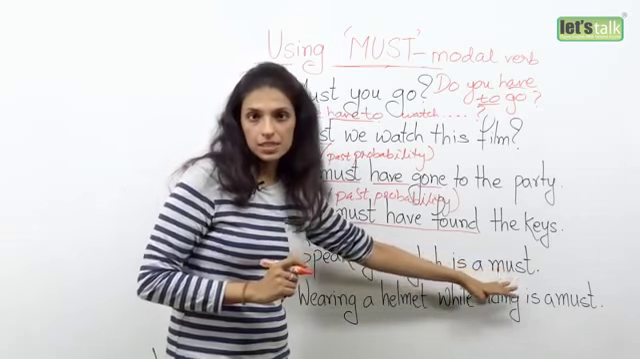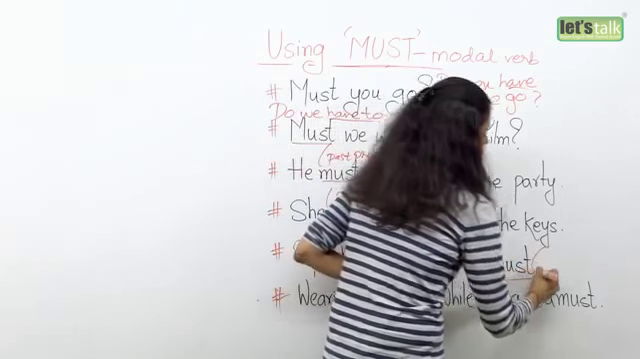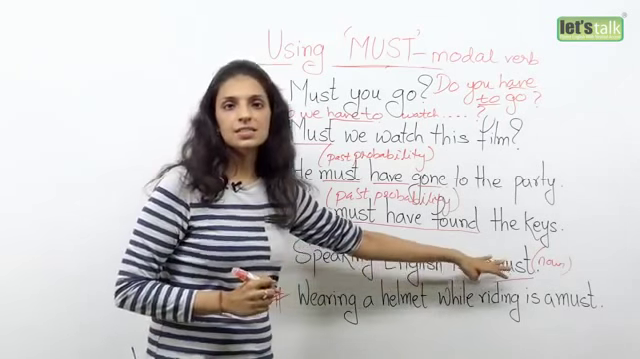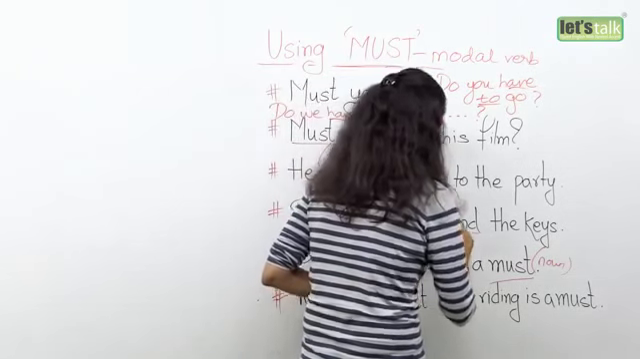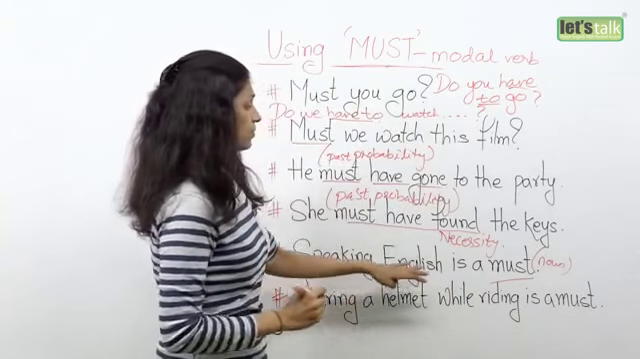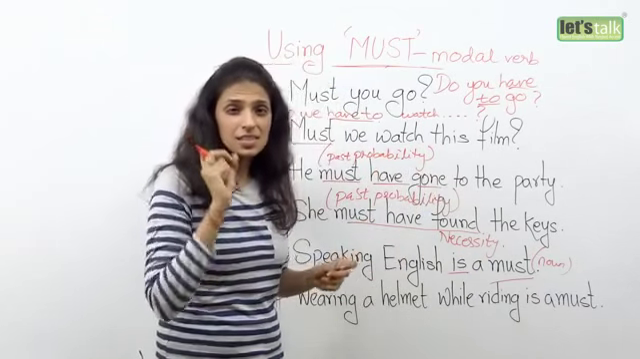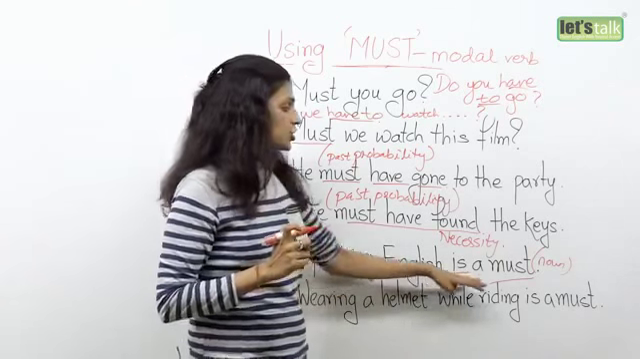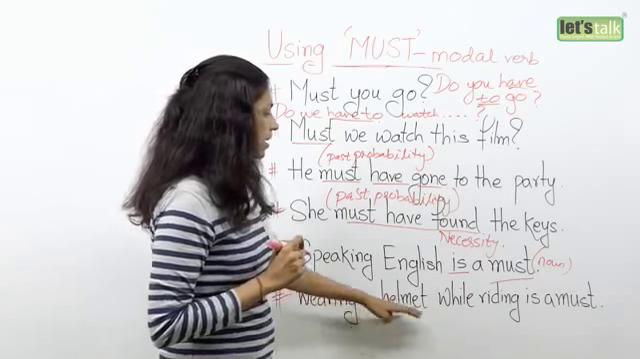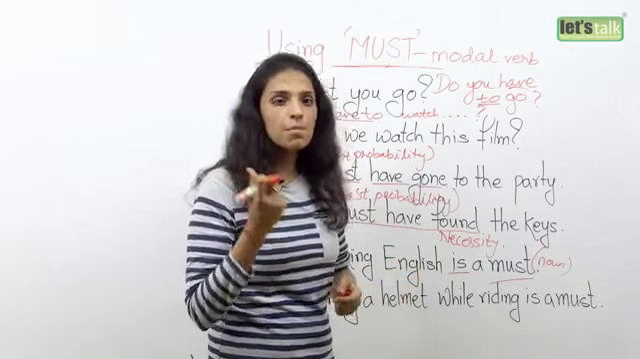Speaking English is a must. Now, must is not used as a verb here. It is a noun. It's as good as saying speaking English is a necessity. So must becomes a noun here. When you want to say something is a necessity, you say speaking English is a must. The last one: wearing a helmet while riding is a must. It is a necessity, you have to. So it's a must.